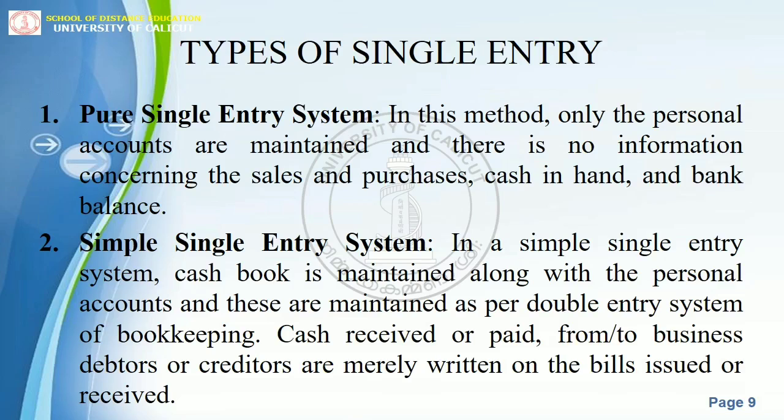Talking about the types of single entry system, the first type is pure single entry system. In this method, only the personal accounts are maintained and there is no information concerning the sales, purchases, cash in hand and bank balances. The second type is a simple single entry system in which the cash book is maintained along with the personal accounts, and these are maintained as per double entry system of bookkeeping. Cash received or paid from the businesses or debtors or creditors are merely written on the bills issued or received. So simple single entry system keeps both cash book and personal accounts, whereas in pure single entry system, only personal accounts are maintained.